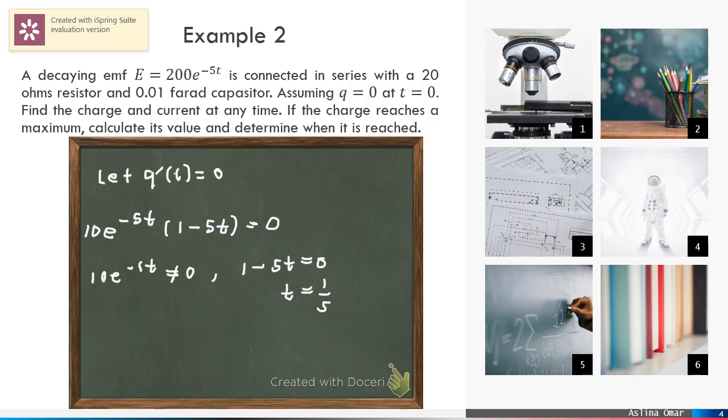Okay, so bila t equals to 1 over 5, you carilah q prime prime t. Differentiate lagi sekali. So, you carilah q prime prime t ni, you tengok sama ada dia less than 0. Kalau dia less than 0, dia maximum. So, kalau dia maximum, you ambil lah nilai t ni, masukkan dalam q, dapatlah jawapan dia. Itulah jawapan dia. So boleh buat sendiri kan, tak ada masalah. Okay.